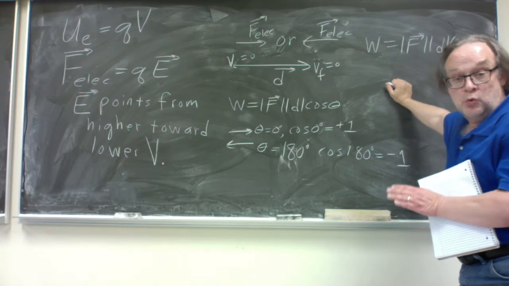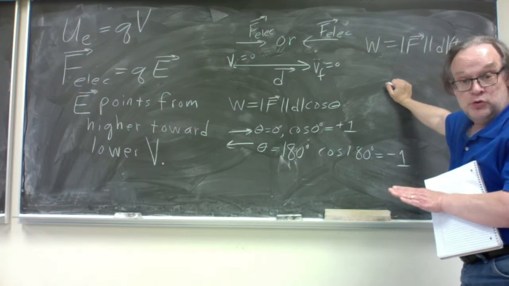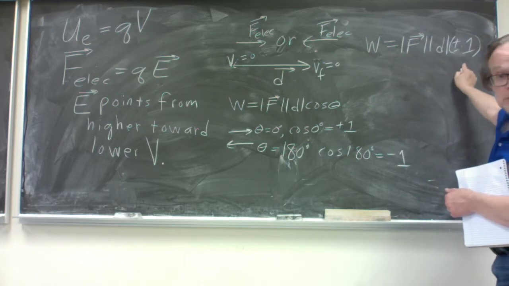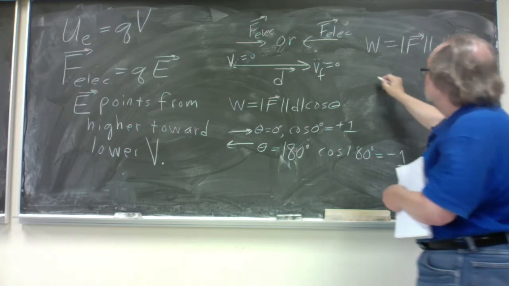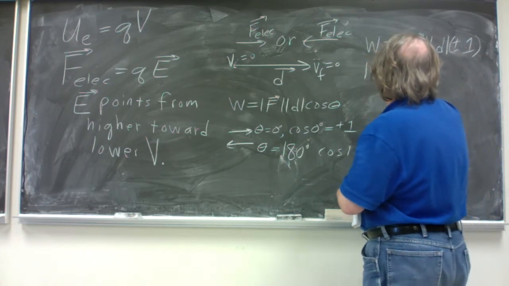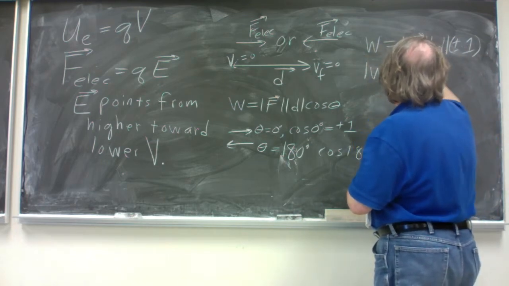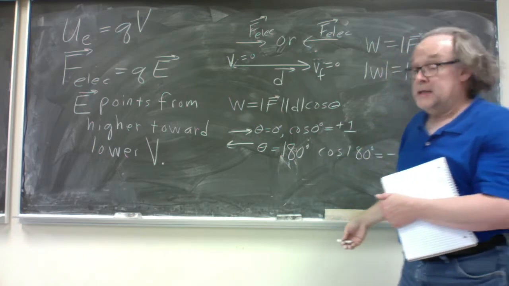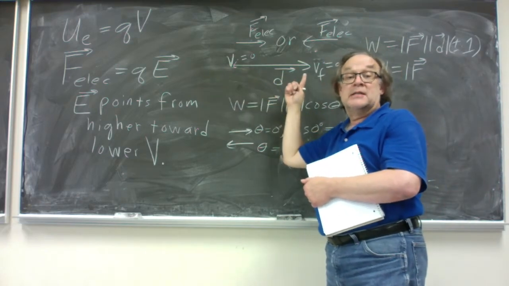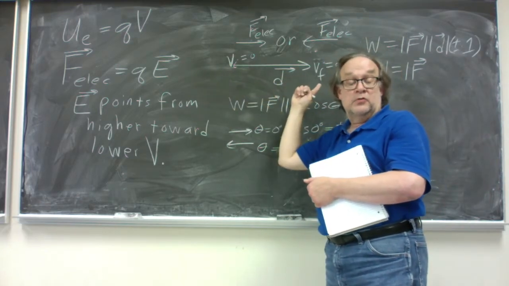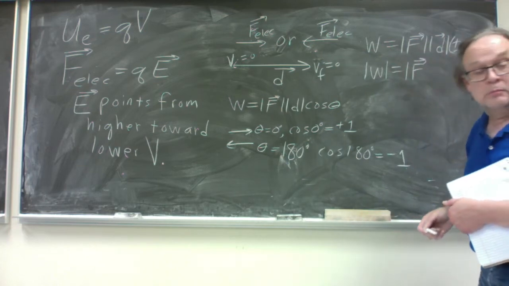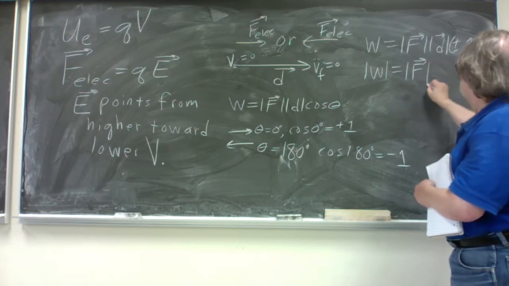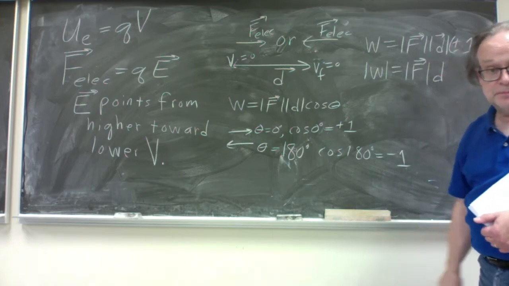So if we consider only the magnitude of the work, then the magnitude of this term is just plain 1. And then the magnitude of work is just the magnitude of the force times magnitude of the displacement. And in that case, the magnitude of the displacement is just the distance between the start and the finish. And to save ourselves a little bit of writing, we'll just call that distance plain old d. So that's what we've got.